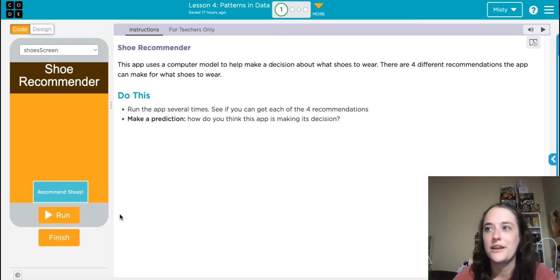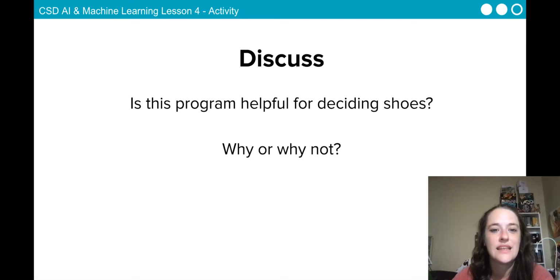So, is this program helpful for deciding shoes? I'm going to go with a no, because it doesn't take into consideration anything. All you're doing is clicking a button. Okay, so it's a no for me. And if anybody has anything different, like if you do think it's helpful, then feel free to add why on the discussion board.